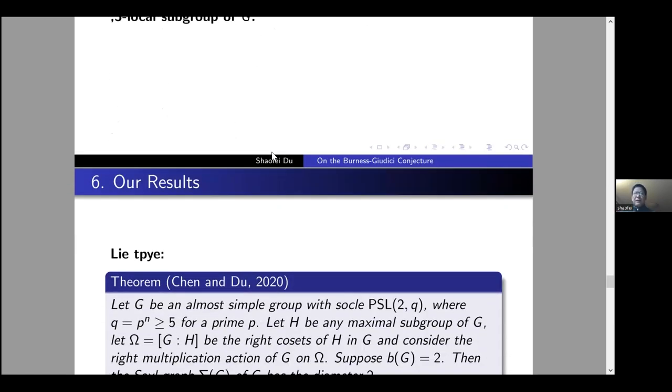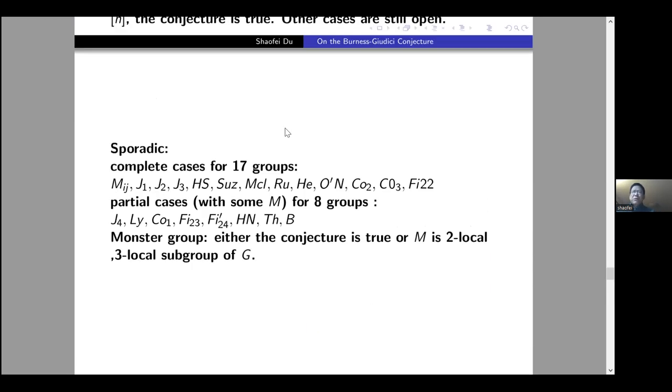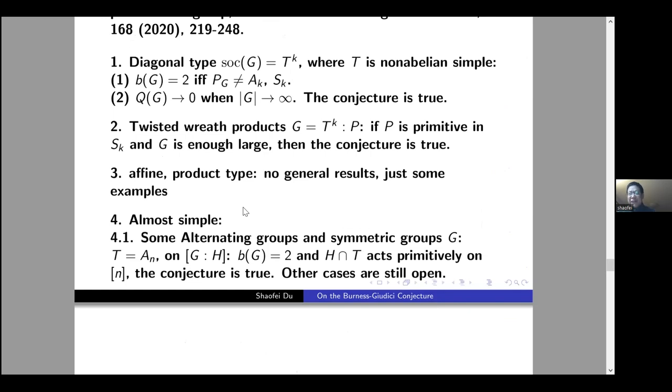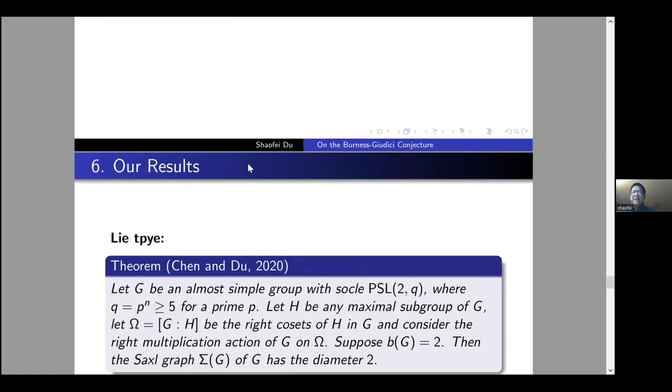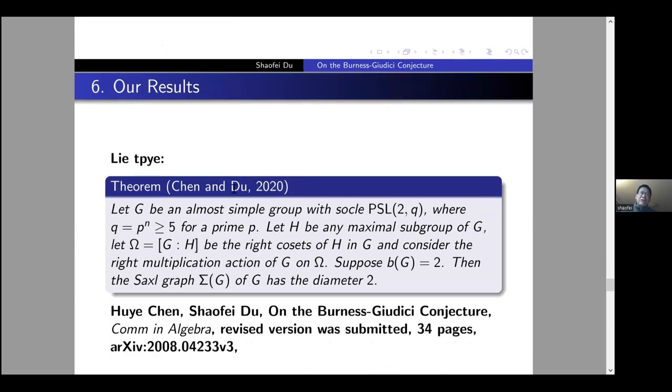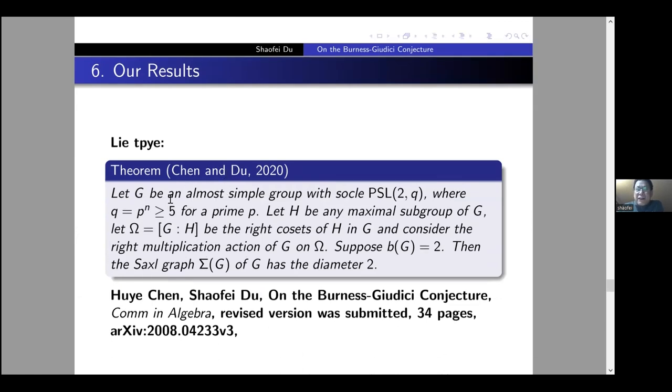Okay, what about the Lie type groups? Because the big class of groups is Lie type groups. So far, there is no classification for these Lie type groups. So the first thing we tried was PSL2(q). This is done by Doctor Hu Ye Chen, at Three Gorges University, and myself. This is our result. Let G be an almost simple group with socle PSL2(q). Of course, q is larger than five.